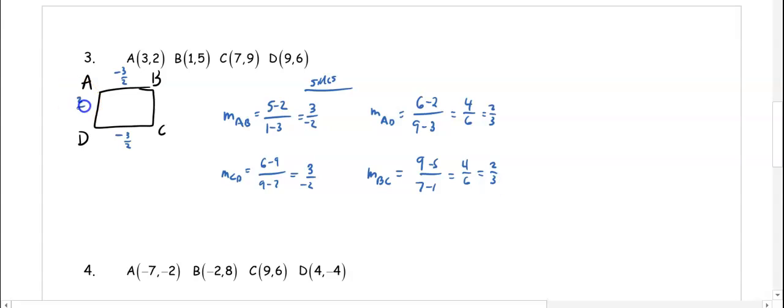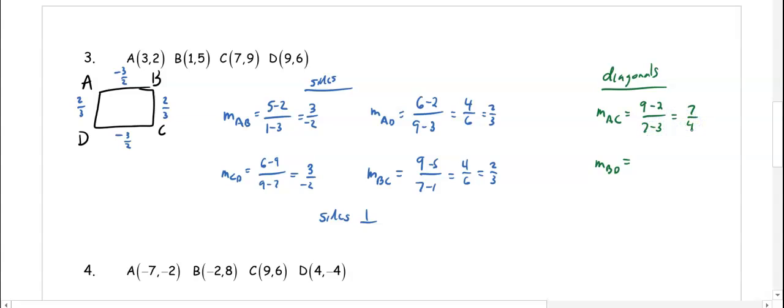So if we look at our slopes, these are opposite reciprocals, which means that our sides are perpendicular. Then when we look at the slopes of the diagonals, we have AC and BD. So AC is 9 minus 2 over 7 minus 3. That gets us 7/4. Our slope of BD is 6 minus 5 over 9 minus 1, which is 1/8. So in this case, the sides are perpendicular, but the diagonals are not perpendicular. So when you only have perpendicular sides, this is a rectangle.